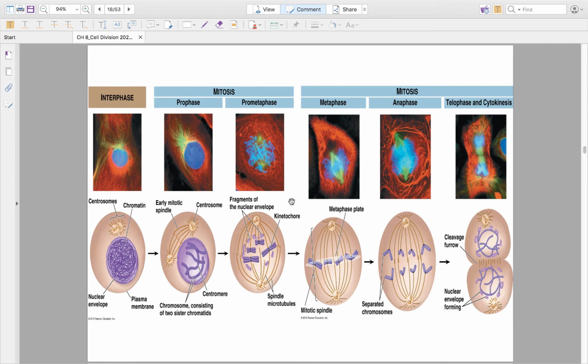So, you want to know everything about interphase.